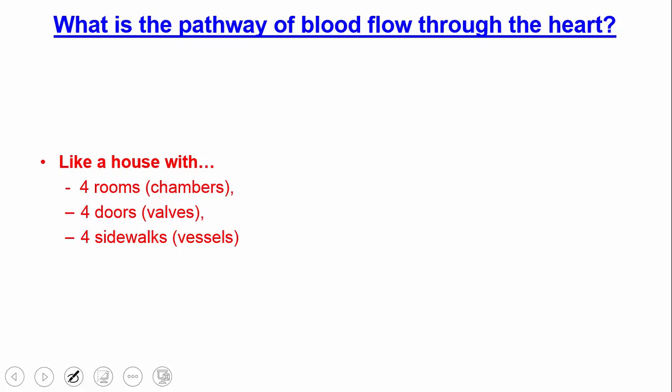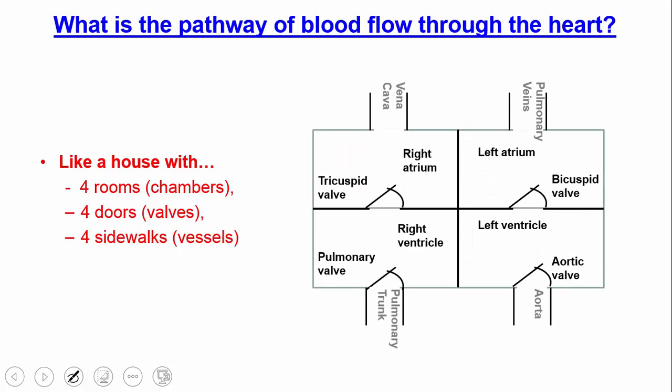Okay, let's go ahead and look at this. Again, if we're looking just at our little analogy here, right, we would say that we have 4 rooms, right? What are those rooms? Well, here's 1, the right atrium, right? 2, the right ventricle. 3, the left atrium. And 4, the left ventricle. Those are our 4 rooms.